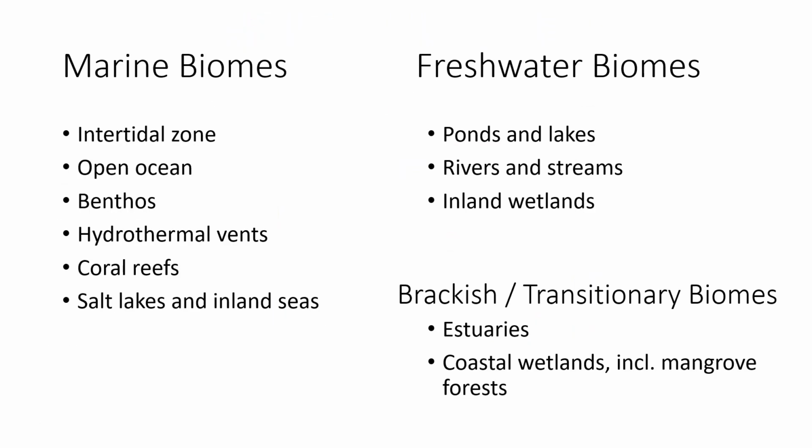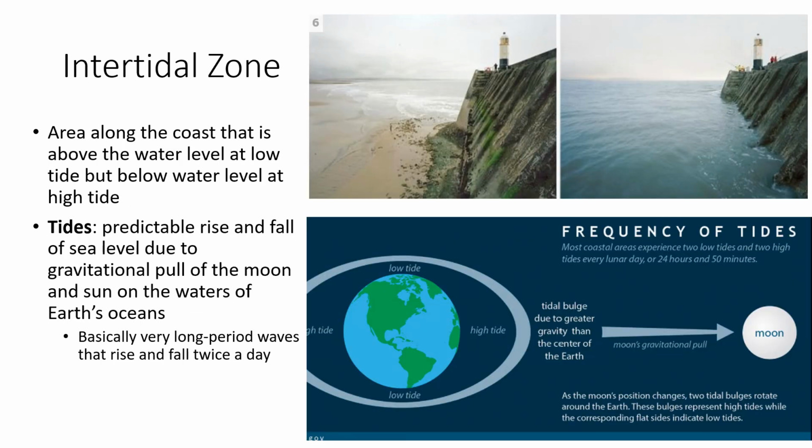And here I thought that we would have a better outline of the marine and freshwater and brackish biomes, just so that you can have an outline of where we're going. And we'll finally get into it with our first biome. We're starting in the oceans, then we'll move to the brackish and freshwater biomes. And we're going to start right along the shoreline with the intertidal zone.